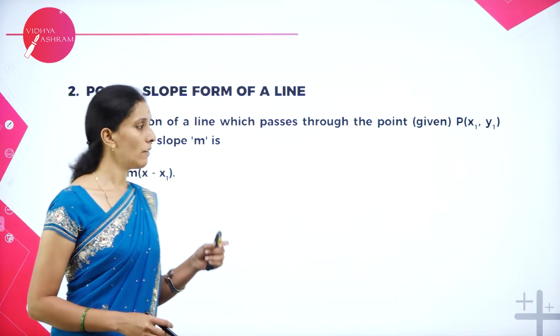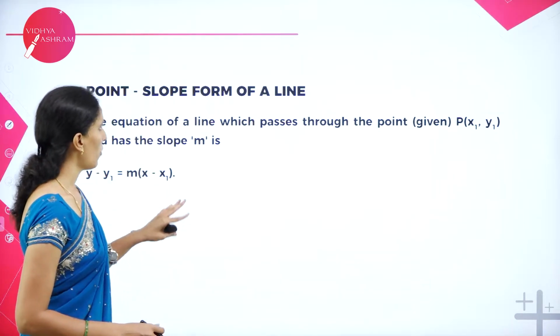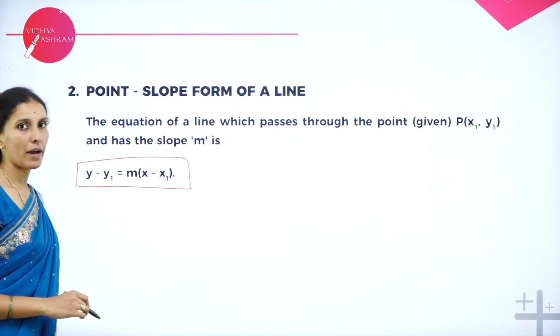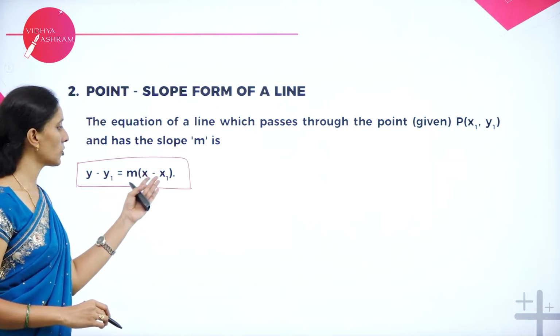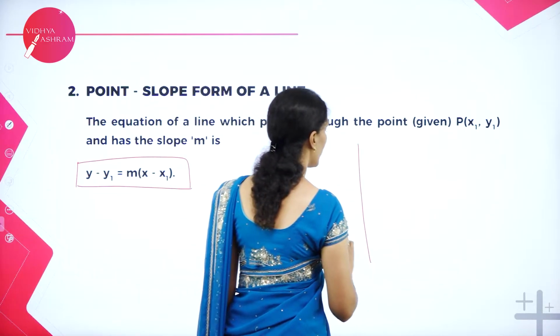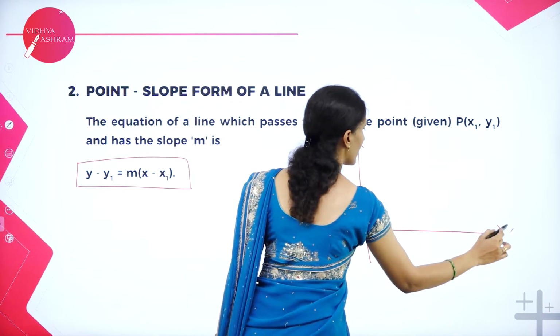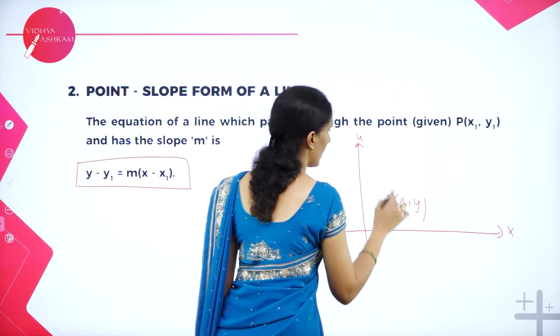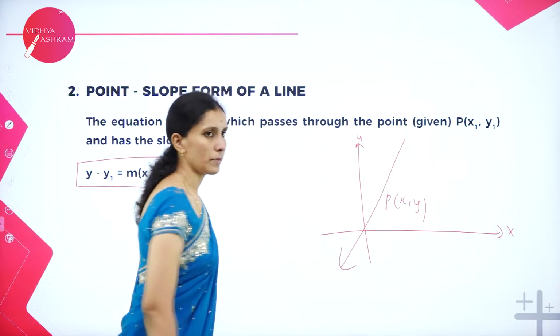So next we have the point slope form. The point slope form of equation of line is given by y minus y1 is equal to m into x minus x1. So here, if this is the coordinate, let me take this coordinate as x and y. Suppose P is a point x comma y and a line is passing through the point P.